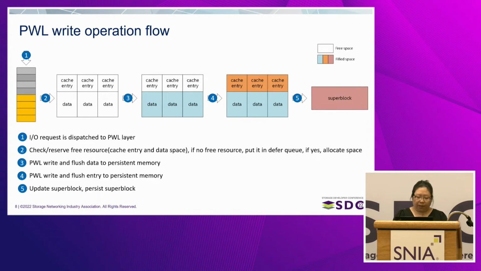Then if there is a resource and we reserve it, meaning we reserve the cache entry and reserve the data buffer in the data part, we write the user data to the data buffer in the data part and flush the data to persistent memory. When you write it and flush it, it is persisted. Then we write and flush the entry information into the cache entry. At the end, we update the super block to modify the free tail pointer and the first valid pointer.